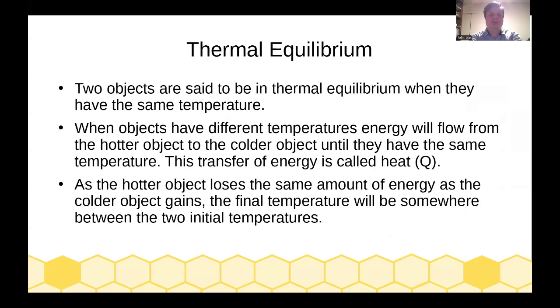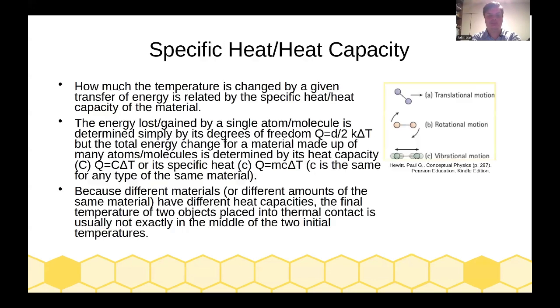Two objects are said to be in thermal equilibrium when they have the same temperature. When objects have different temperatures, energy will flow from the hotter object to the colder object until they have the same temperature. This transfer of energy is called heat, which is written as Q in our equations. The hotter object will lose the same amount of energy as the colder object gains, and therefore the final temperature is going to be somewhere between the two initial temperatures.